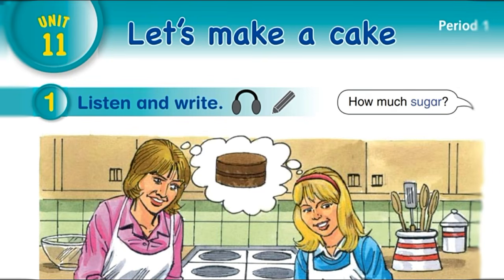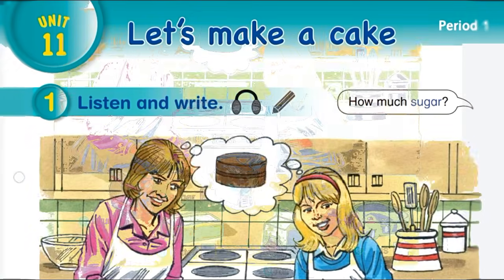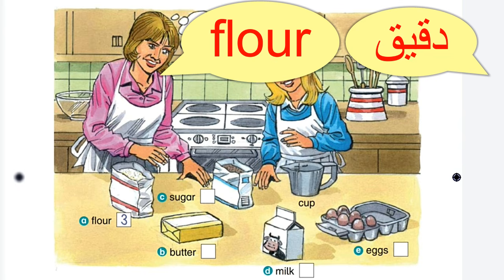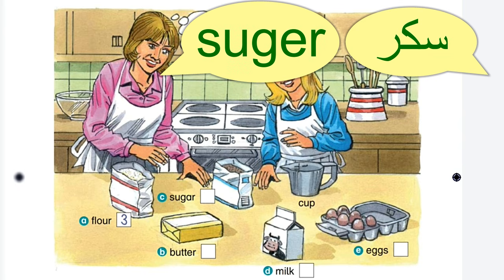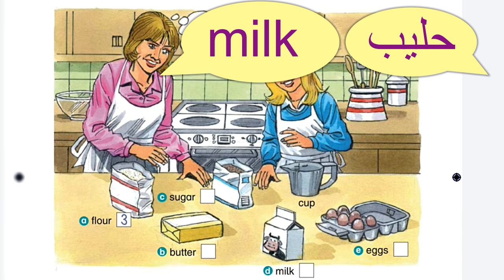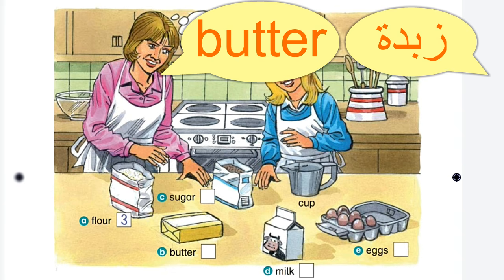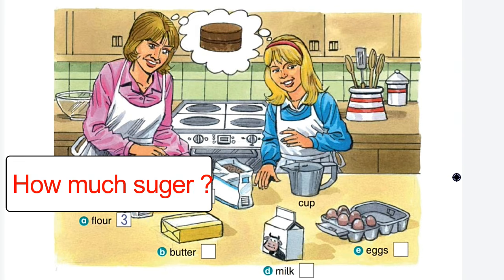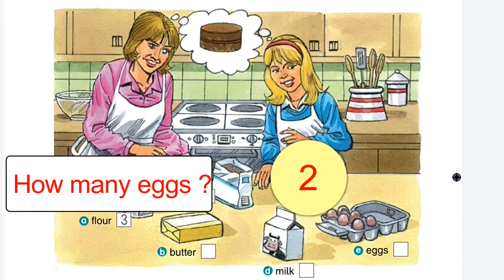Unit 11. Let's make a cake. What do we need? We need flour, sugar, milk, butter, eggs. How much sugar? A cup of sugar. How many eggs? 2 eggs.